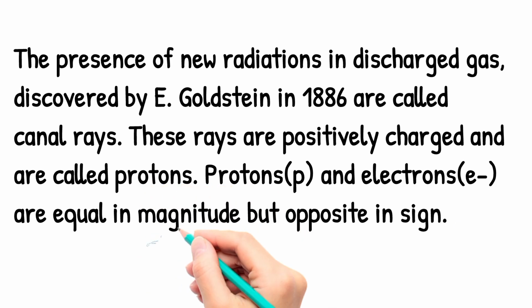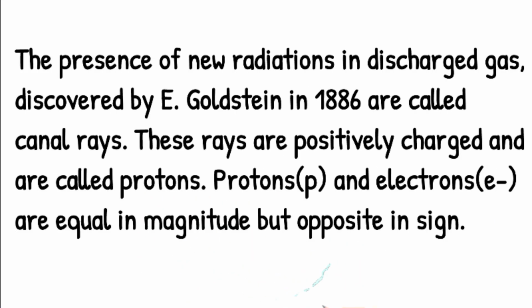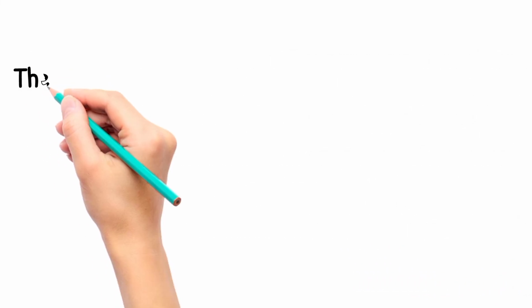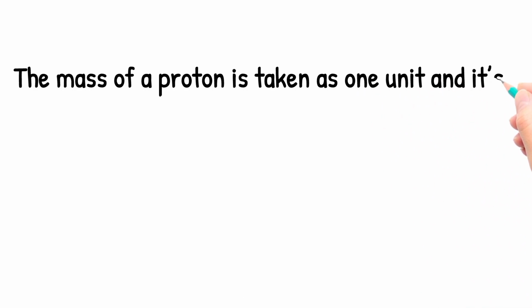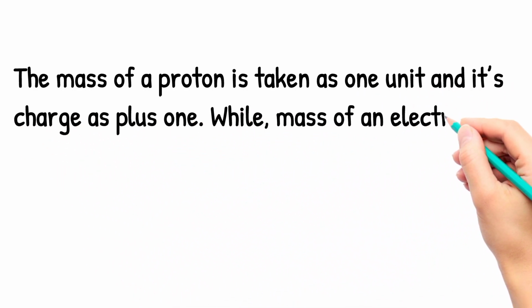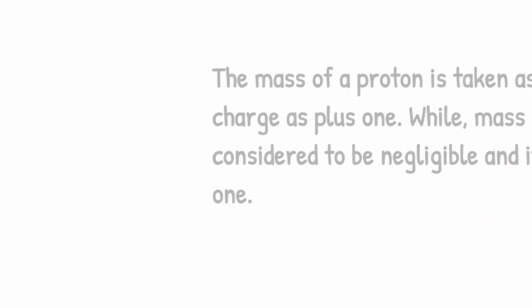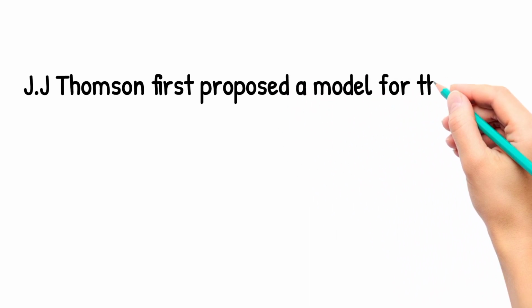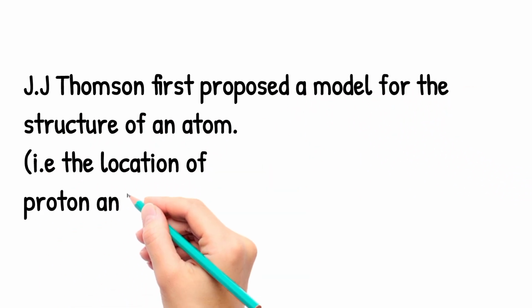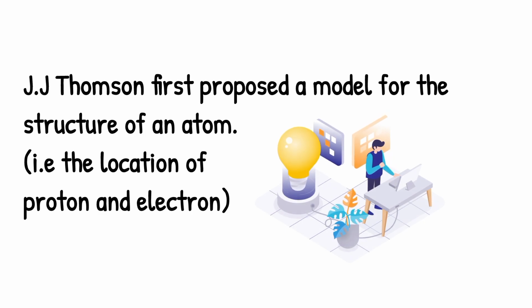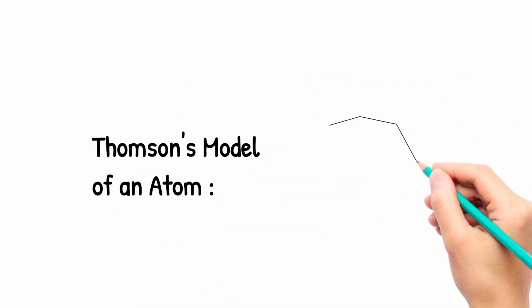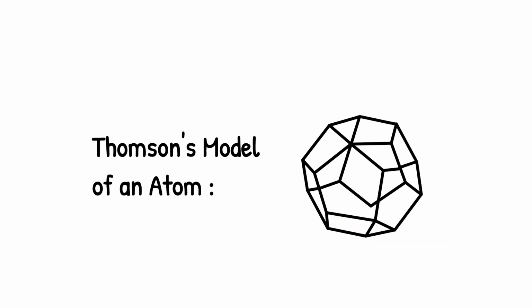One of the interesting things is that protons and electrons are equal in magnitude but opposite in sign. That is, protons are positively charged while electrons are negatively charged. The mass of a proton is taken as 1 unit and its charge is +1, while the mass of an electron is considered to be negligible and its charge as -1. J.J. Thomson first proposed a model for the structure of an atom, that is, the location of protons and electrons. Now moving on to Thomson's model of an atom.